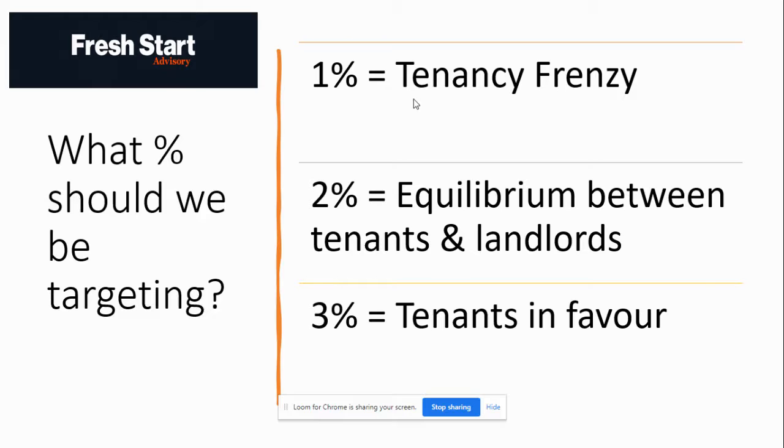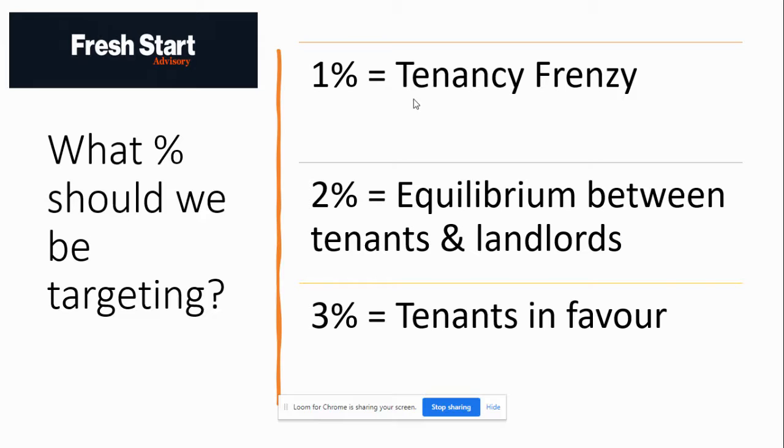Anything at or around that 3% or above means that the tenants are actually in favour. So what does that mean? That means there's not going to be a line of people waiting out the front to come and rent your property. More than likely, a tenant is going to be able to negotiate on the rental price, and the landlord is not going to have the ability to handpick which tenant they like, as the tenant is in favour. So nice and simple, pretty easy.